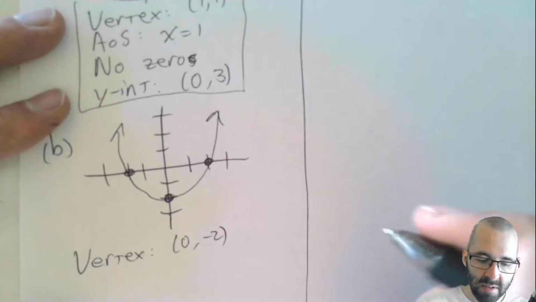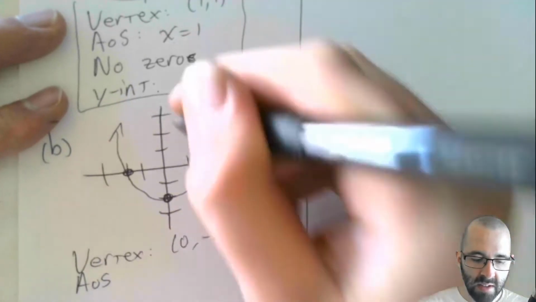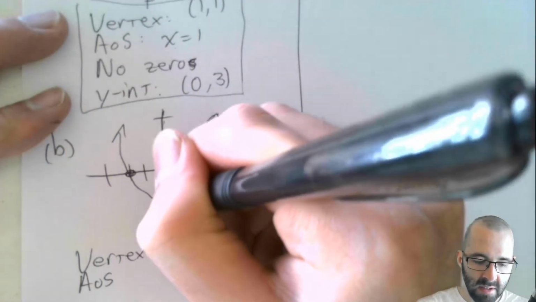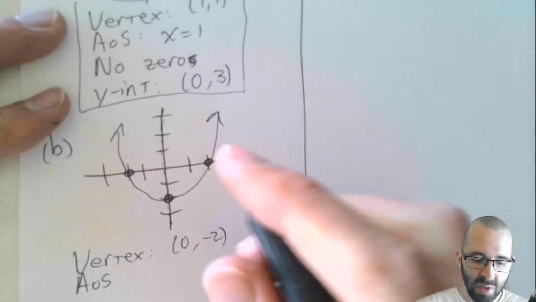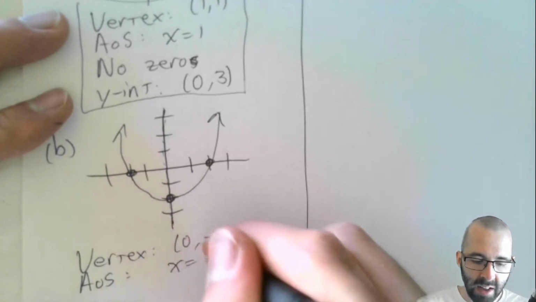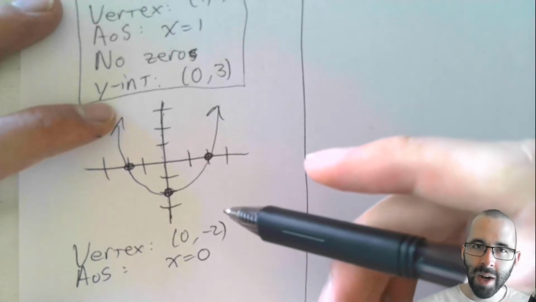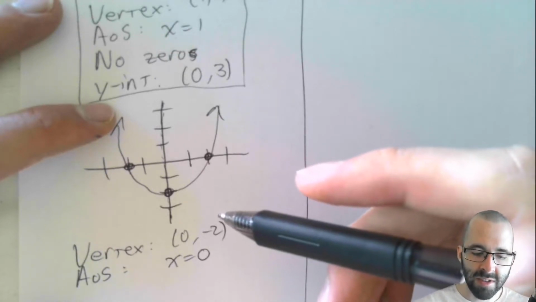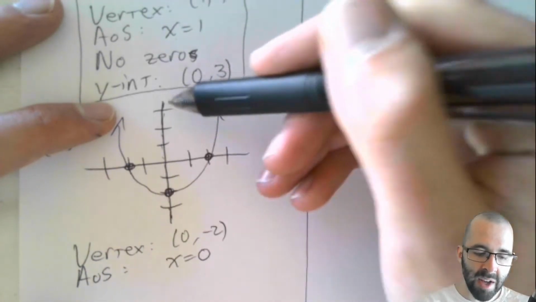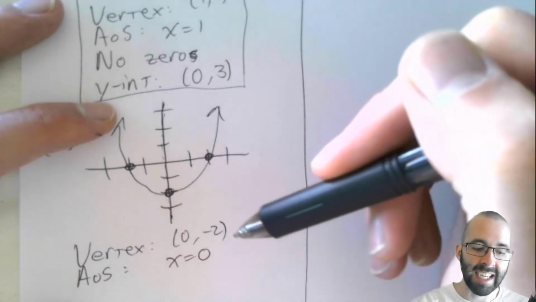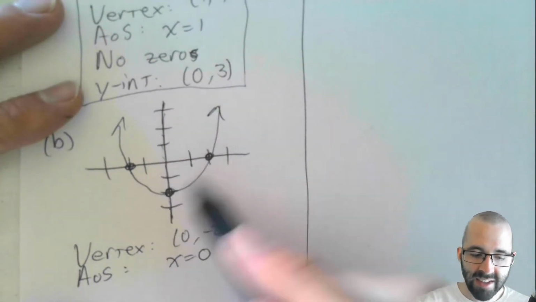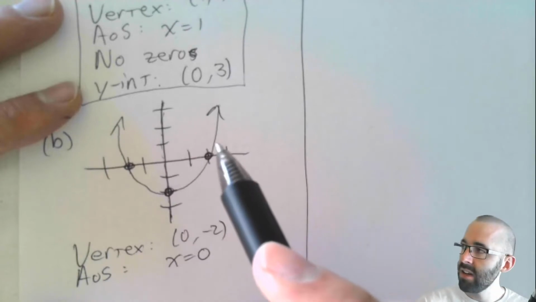Like so. The axis of symmetry is the y-axis. That's the line x equals 0. Remember, this is a special case. We talked about this in transformations. If something is symmetric about the y-axis, that means it's an even function. This is an even function right here.